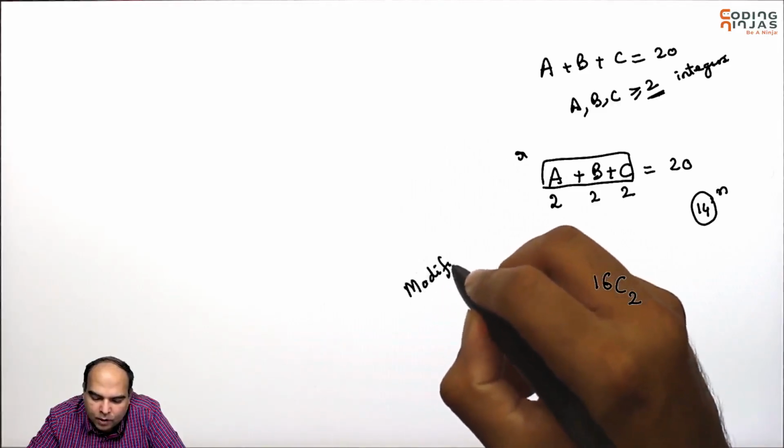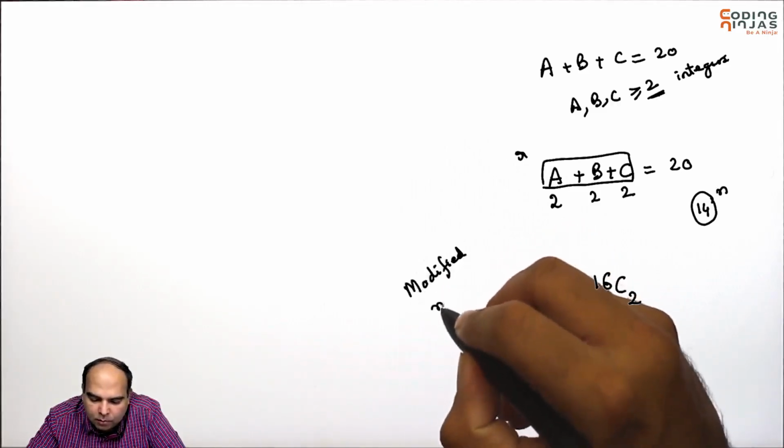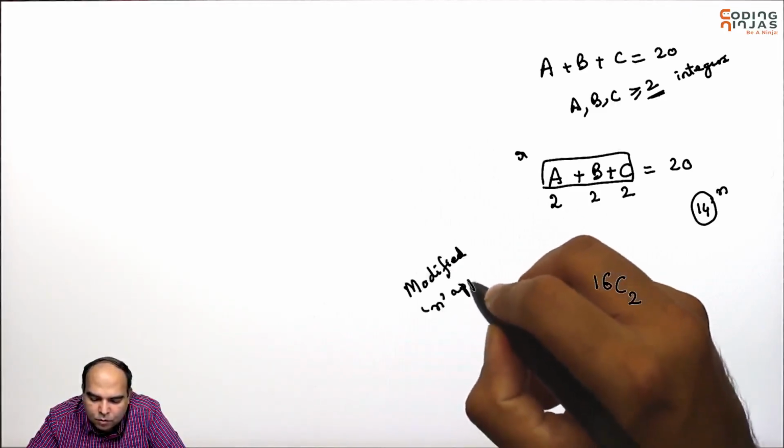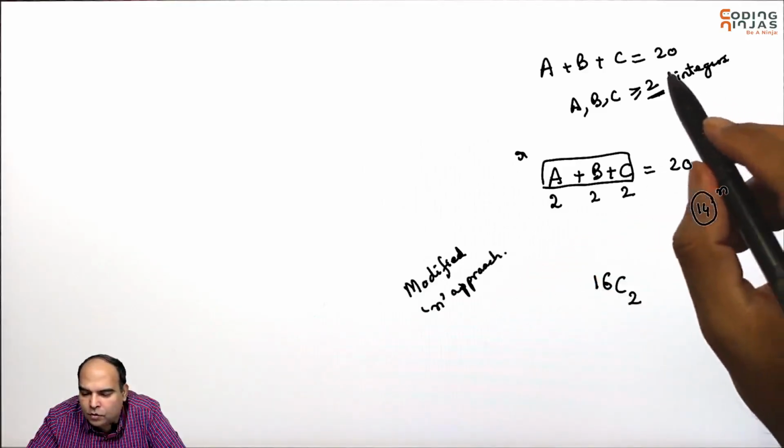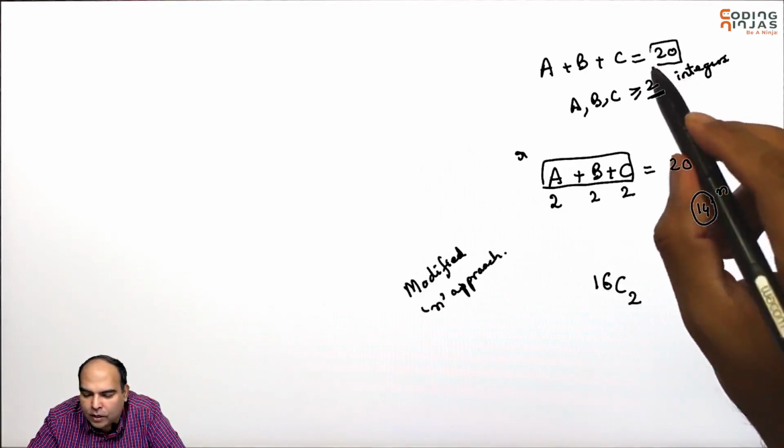So I call this approach the modified n approach. You'll not find that word in maths books, but I call this the modified n approach to understand logically what I'm doing. So when 0 is not allowed, I can't use the original n.